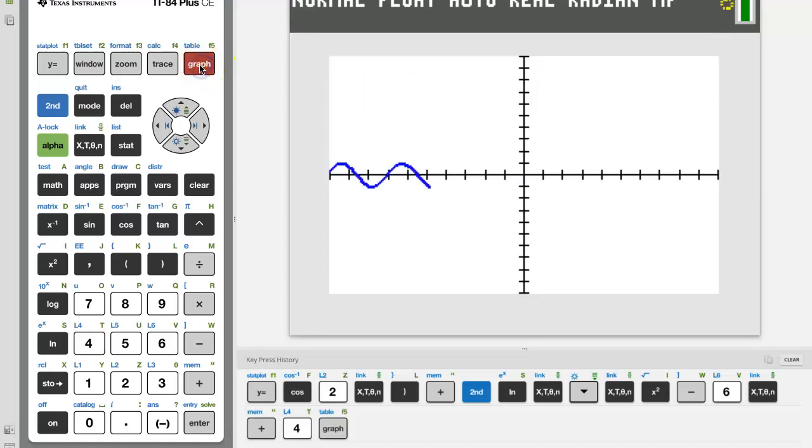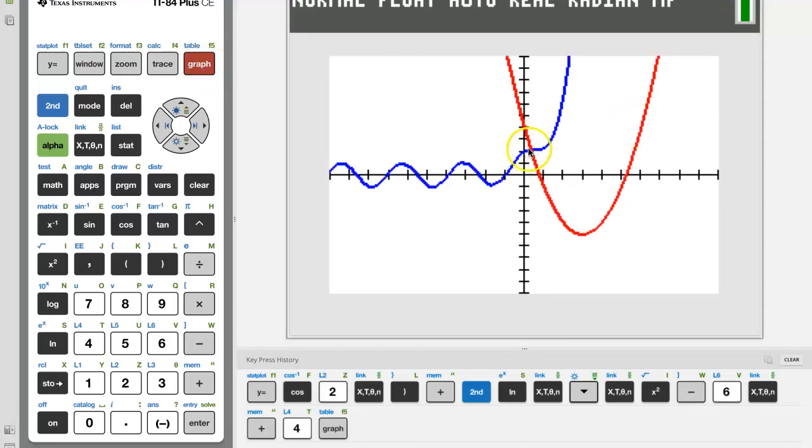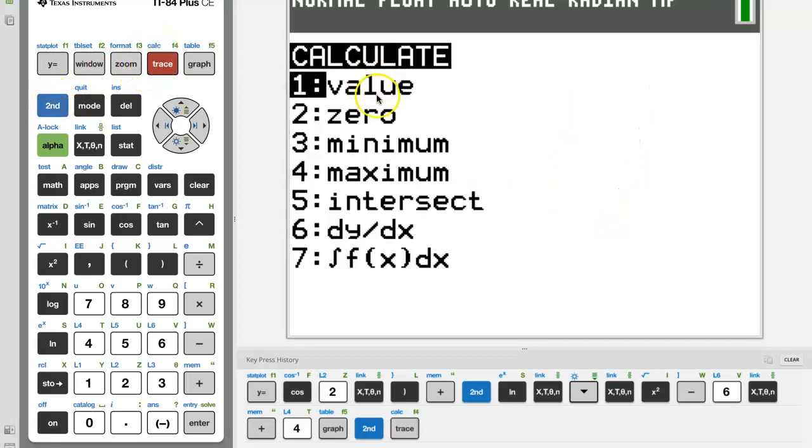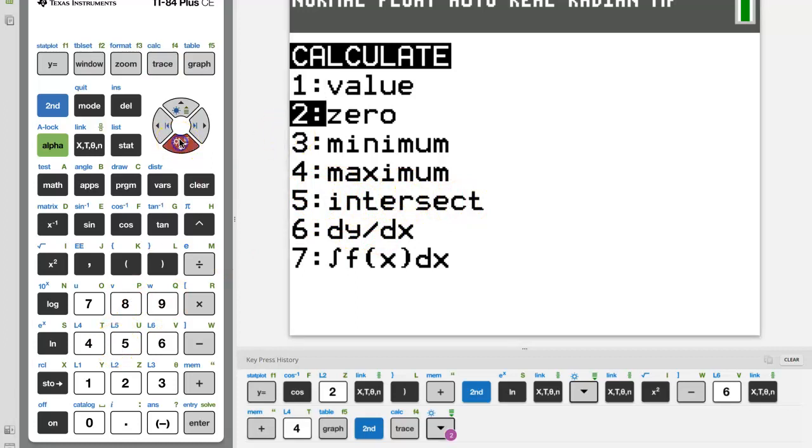And now if I look at my graph, I can see my intersection is right here. All right, so if you look at the trace button in blue above, it's the calc command, or the calc set of commands. So if I do second trace, I'm going to get this list of different things I can do. I can find a value for a specific x value, I can find a 0, I can find a min and a max, but the big one we're looking for is intersect. You can also see down here, derivatives, something we'll see in a little bit. But intersection is the important one. So you can either scroll down to 5 or just click the number 5.